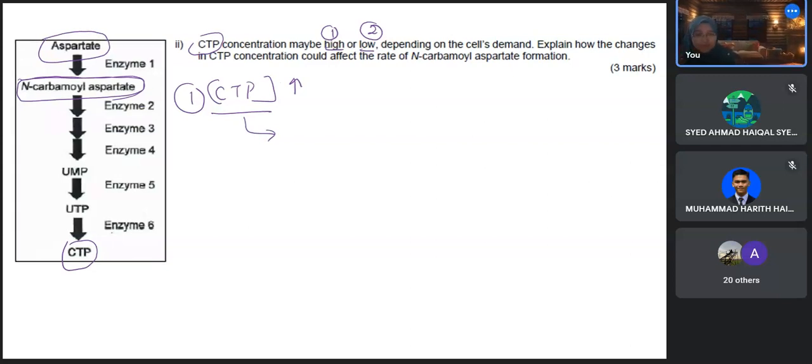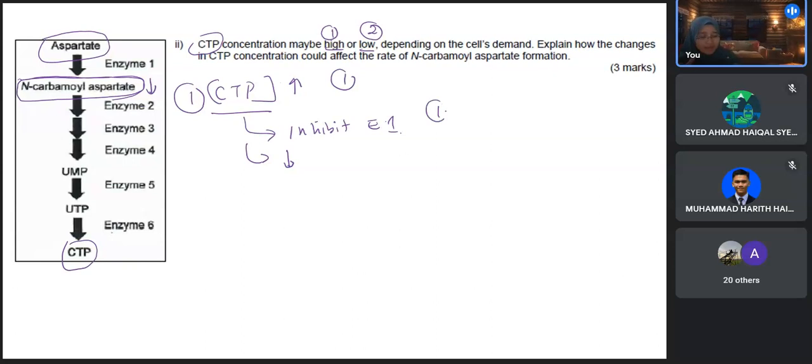When concentration of CTP is increased or high, it causes what? CTP to bind to the first enzyme of the reaction, okay, inhibiting the enzyme 1. It inhibits enzyme 1. So what is the consequence? The concentration of N-carbamyl aspartate decreases. So this is for the first point lah.